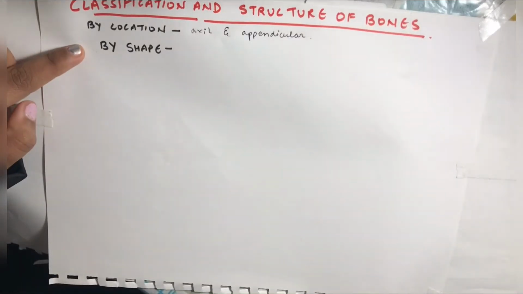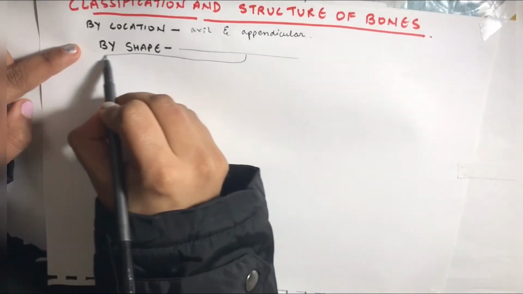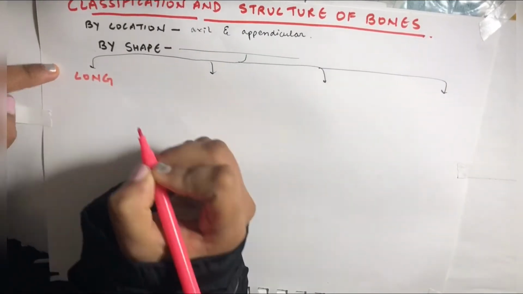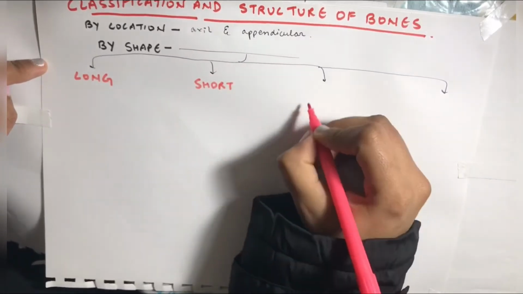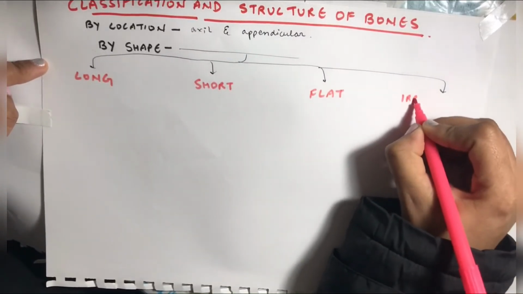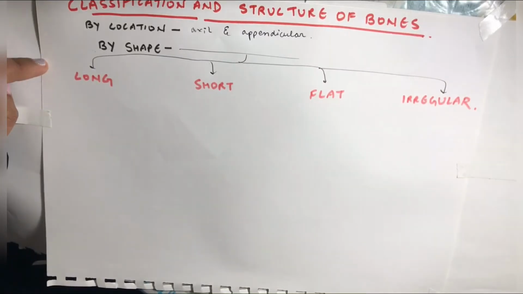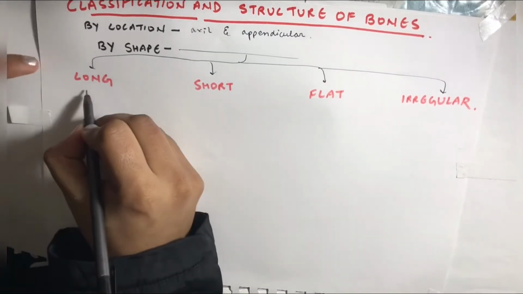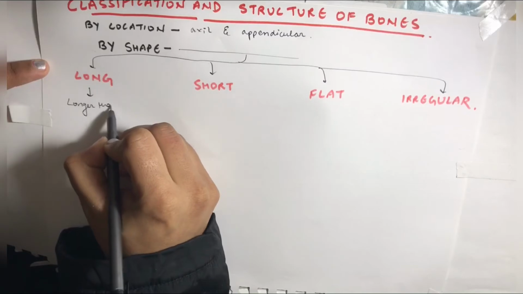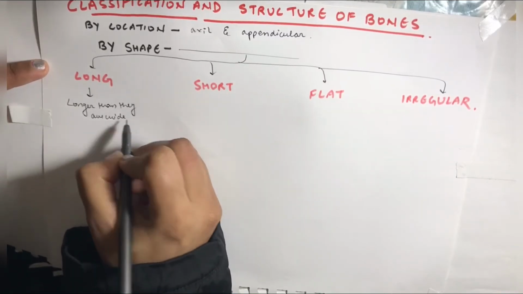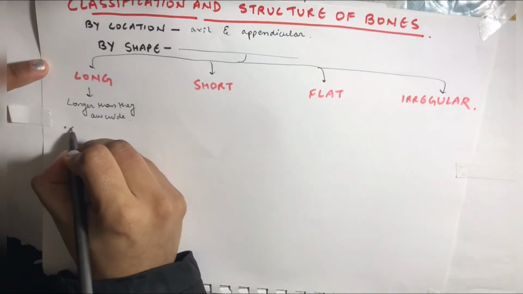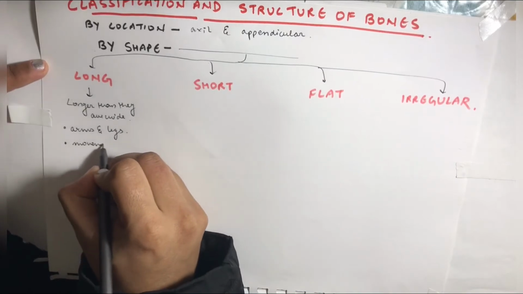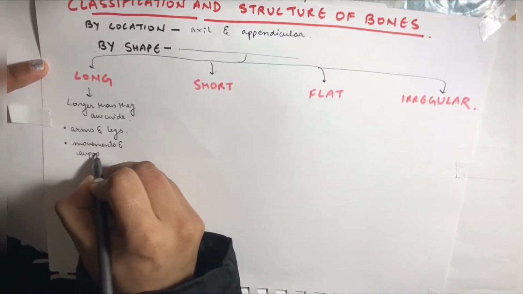On the basis of shape, the bones are classified into 4 types: long bones, short bones, flat bones, and irregular bones. Let's begin with the long bones. These long bones are longer than they are wide, and they usually are the weight bearing bones of our body. They are mainly present in arms and legs, and they are most important in movement and support the weight of the body.